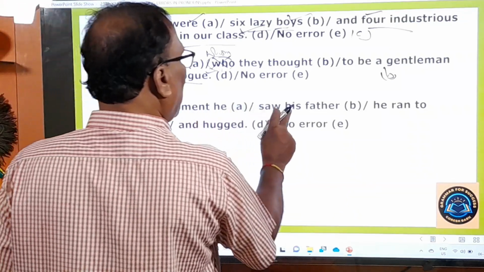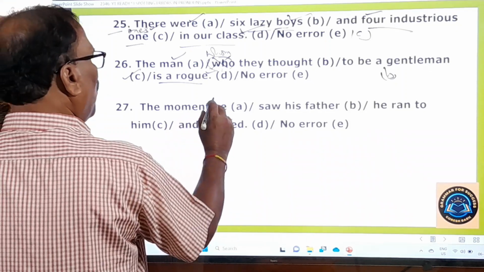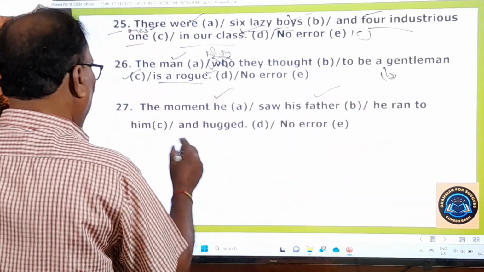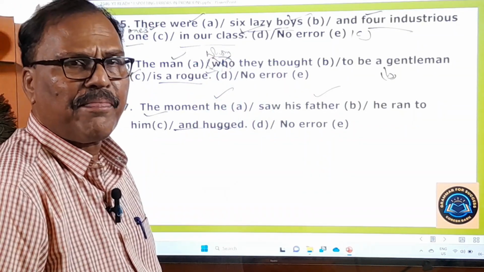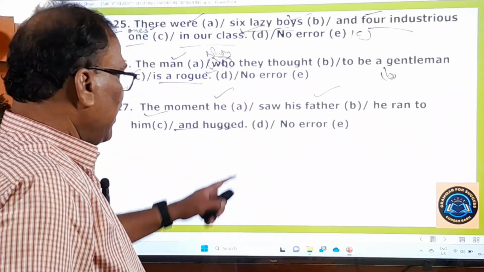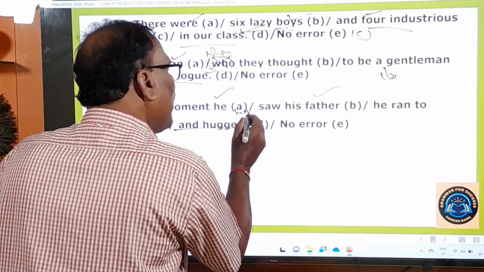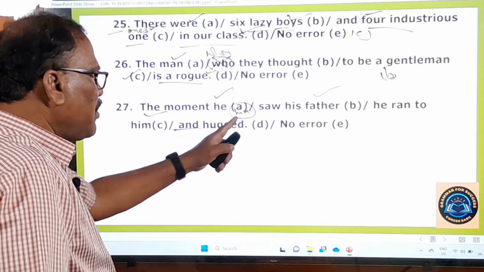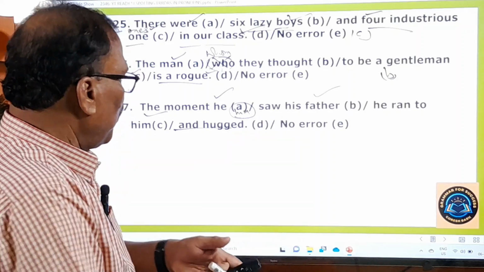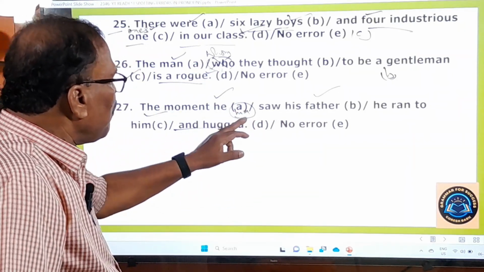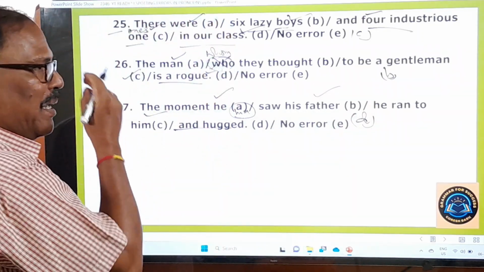So, 27, the moment he saw his father, he ran to him and hugged. So, this is a simple sentence. The moment, okay. Saw his father, okay. He ran to him, okay. And hugged, not okay. Because here, hugged whom? Hugged means embraced. Whom? That is not mentioned here. Ran to him, hugged him. This pronoun is missing here. This objective case pronoun. Hugged whom? Hugged her, or me, or him, who? So here he ran to him and hugged him. This "him" is missing here. Therefore, since it is missing, this D part is a grammatically incorrect sentence.